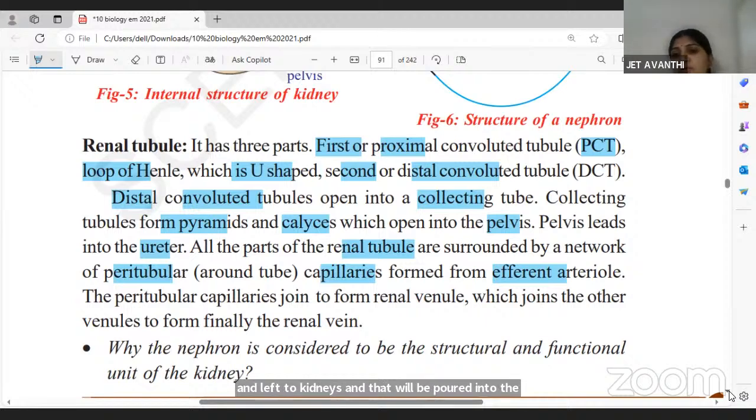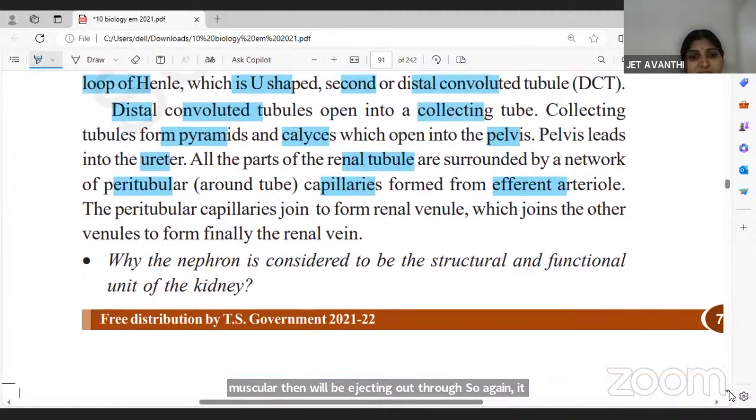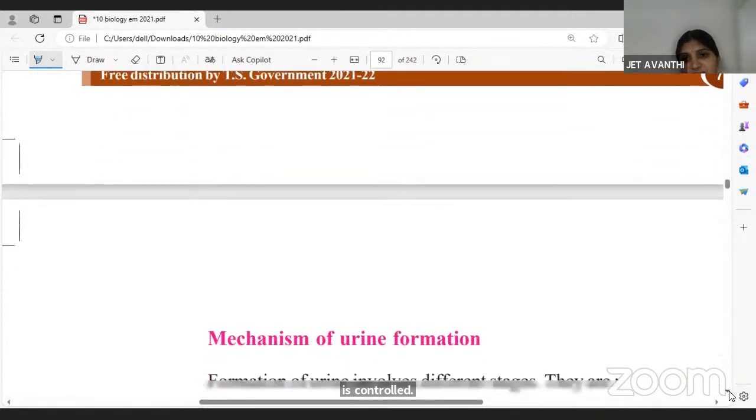And the bladder will be storing urine for some time. Whenever the volume of the urine increases, as it is muscular, it will eject the urine out through the urethra. So again, it is controlled. Here there are different valves which control it. We can control urine ejection, children.